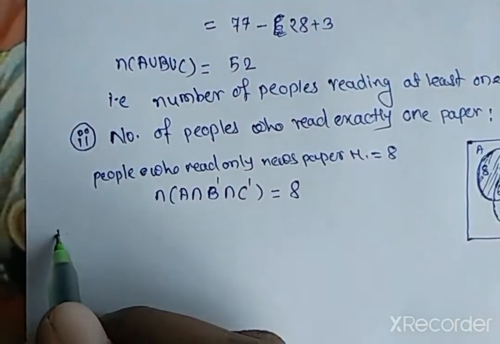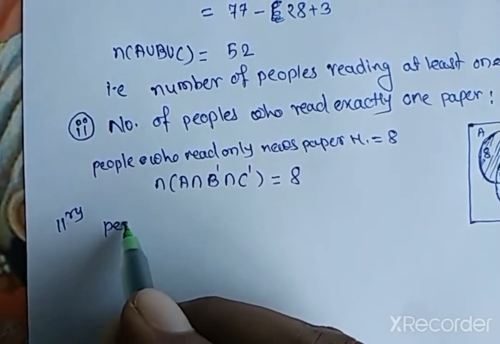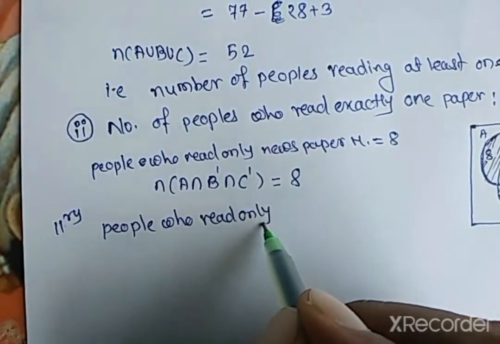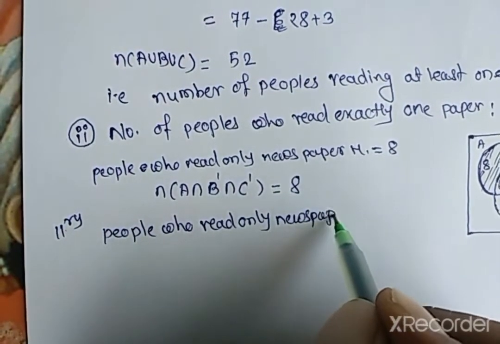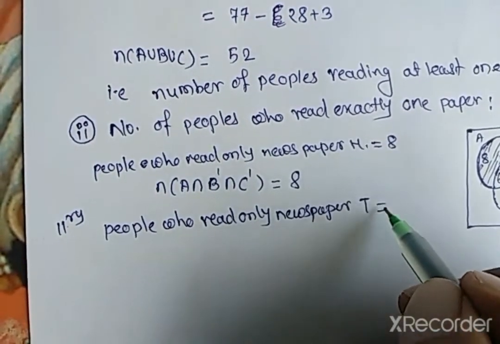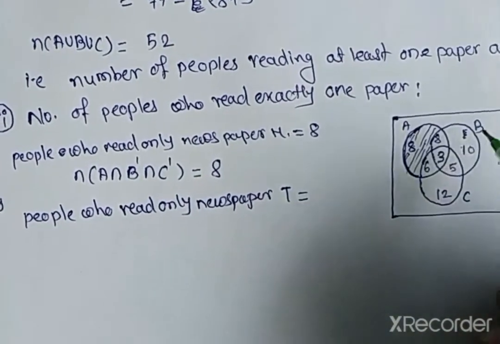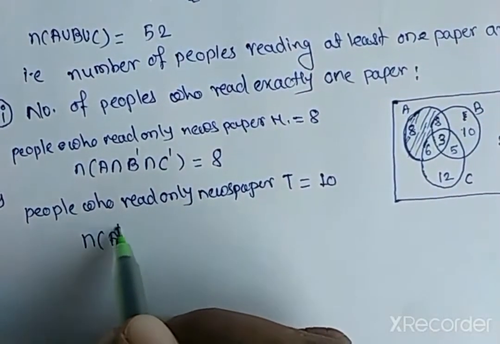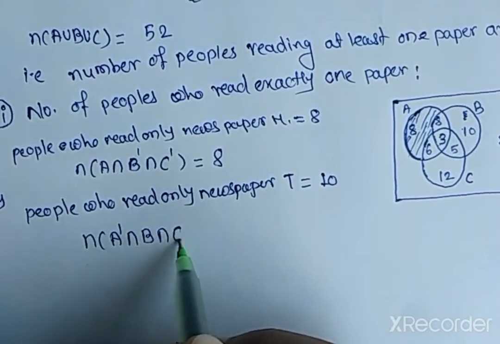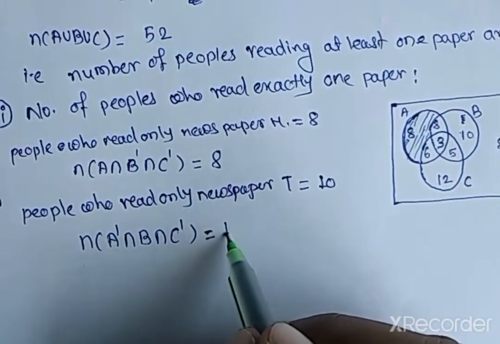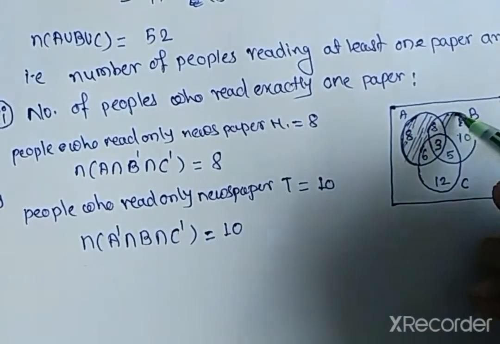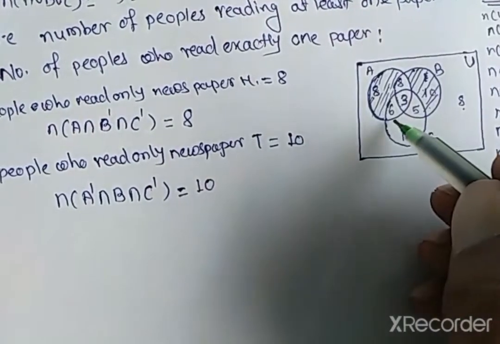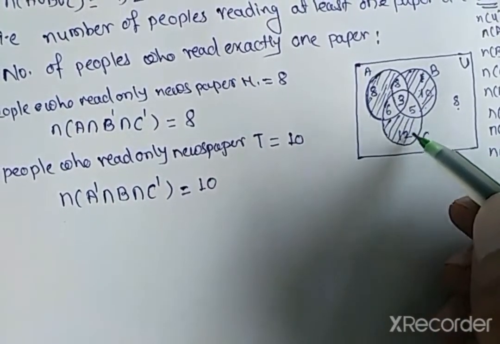Okay, similarly people who read only newspaper T, which we have defined by set B, is equal to 10, which can be defined as n of A complement intersection B intersection C complement, which is equal to 10, which are people who read only newspaper T. Similarly, people who read only newspaper I is 12.